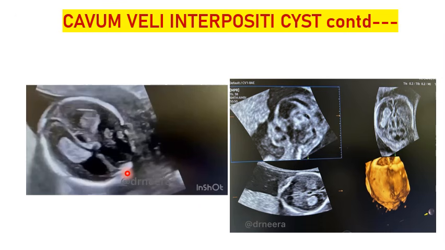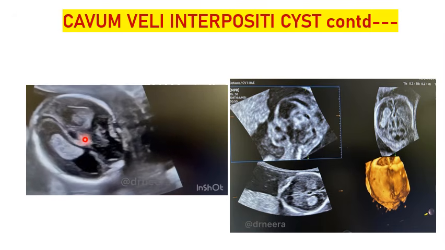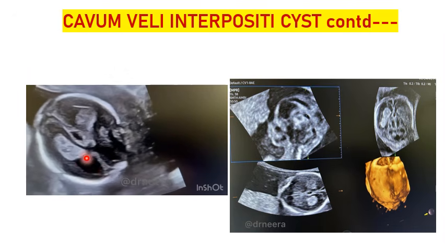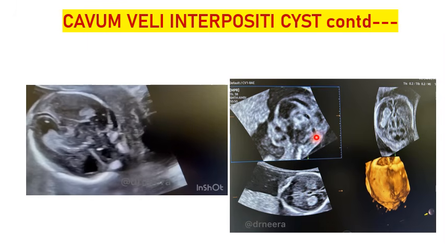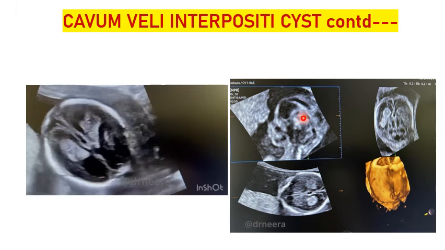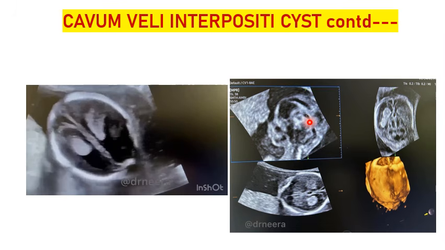Here again we can see a cavum velum interpositum cyst seen in the midline as an interhemispheric cyst. When we do multiplanar, put a dot, we can see in the sagittal plane the dot is seen posterior to the splenium and superior to the tela choroidea of the third ventricle.